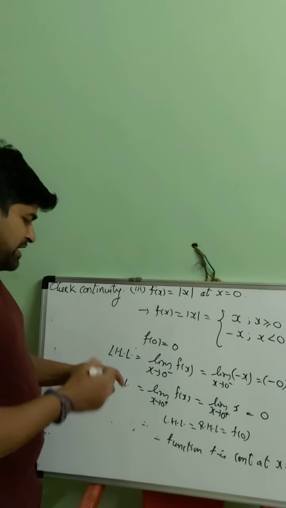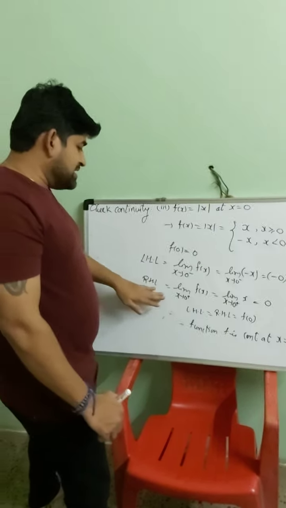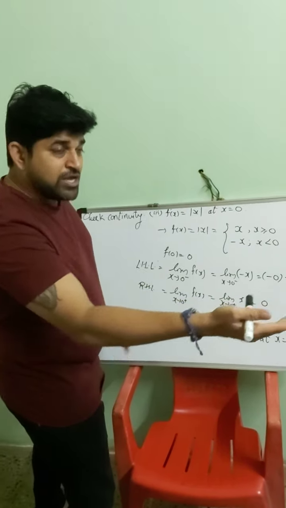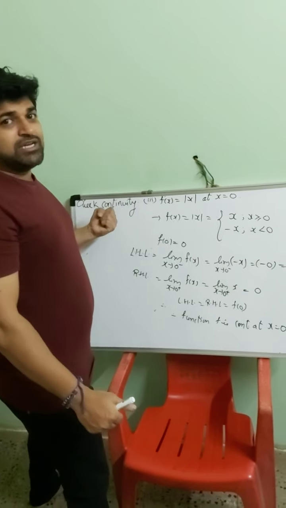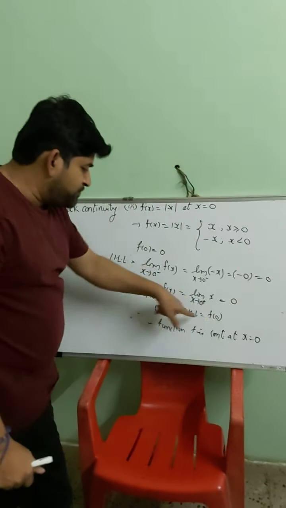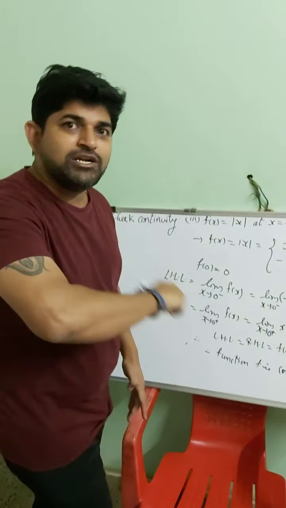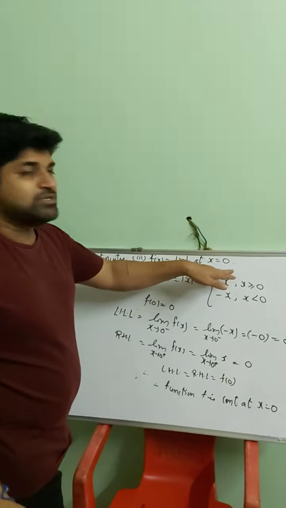Right. Now, what does this mean? LHL means it is continuous on the left hand side. RHL means it is continuous on the right hand side. So for less than 0, it is continuous, and for greater than 0, it is continuous. If these three values are equal, then at that point also it is continuous. So it is continuous throughout, and also it is continuous at this point.